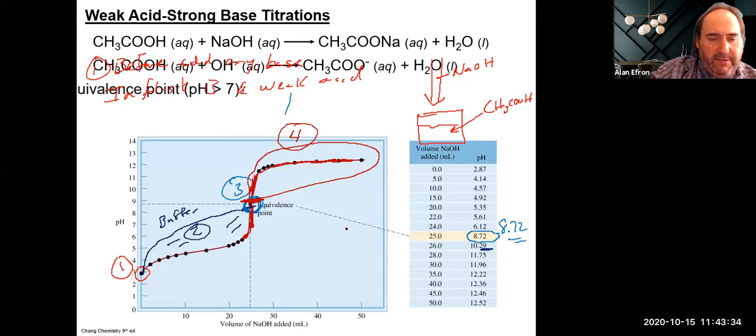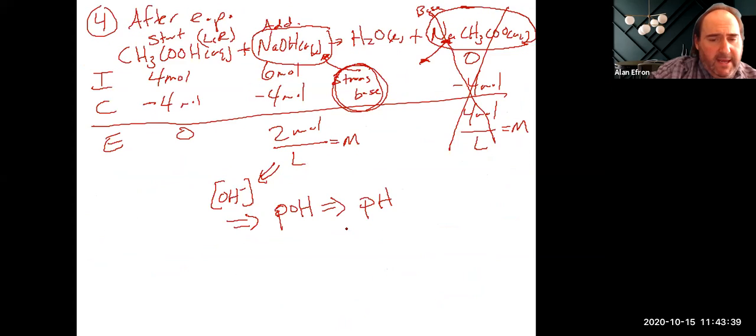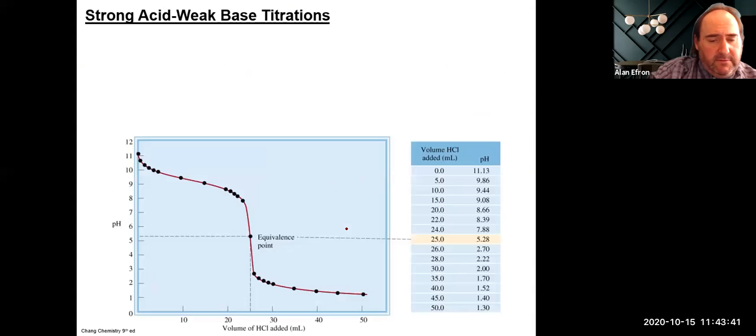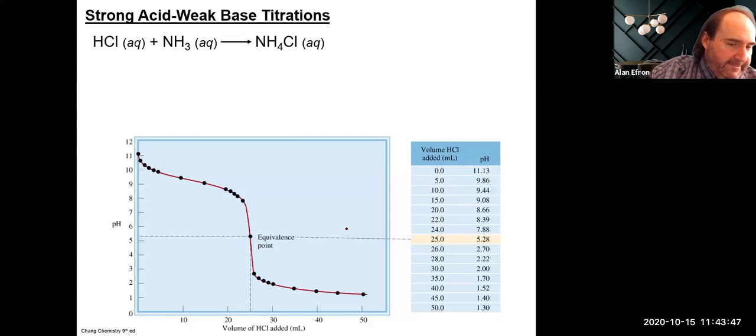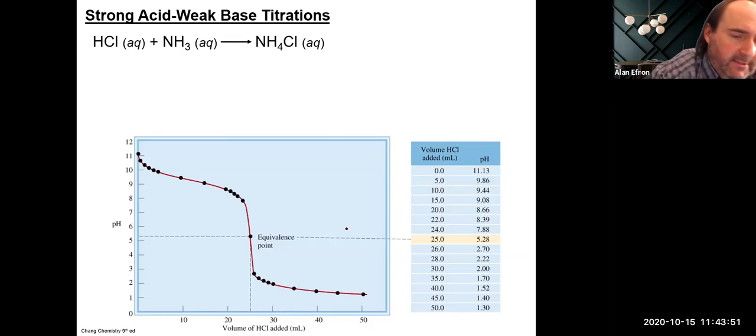All right, then that brings us to the last type of titration we're going to talk about, and that is a titration of a strong acid with a weak base. Now, this titration is a little bit different than the previous two. It's different in terms of what the titration curve looks like. Not so much in terms of calculations, but it's a little bit different in terms of the setup.